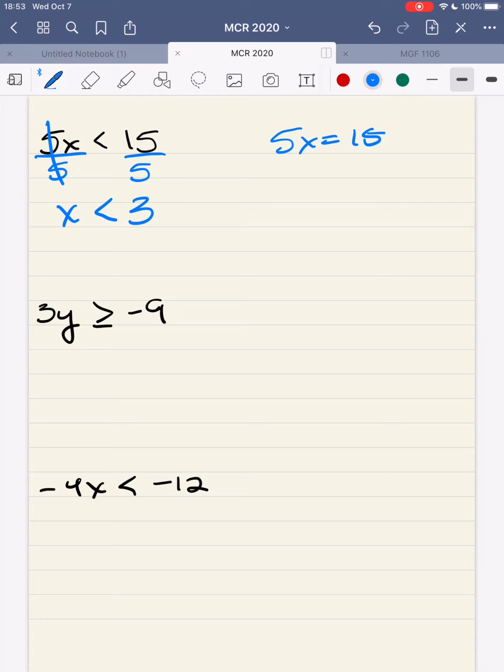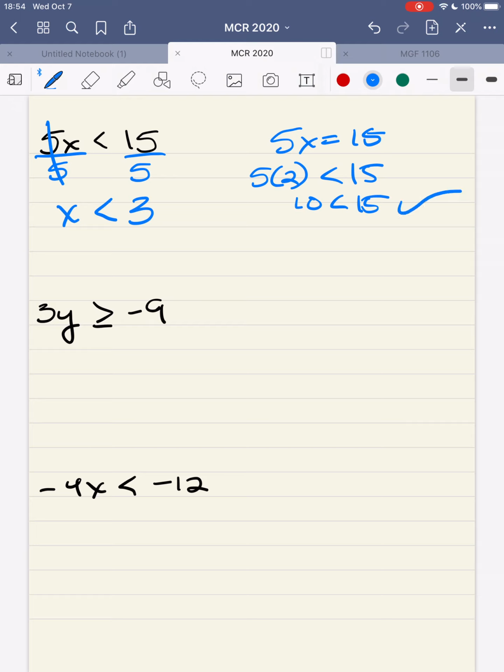We can even test this if we really want to. If I have a number less than 3, let's say 2, and I plug it into my original inequality, I say 5 times 2, is that less than 15? Well, 10 is less than 15, so it checks out.